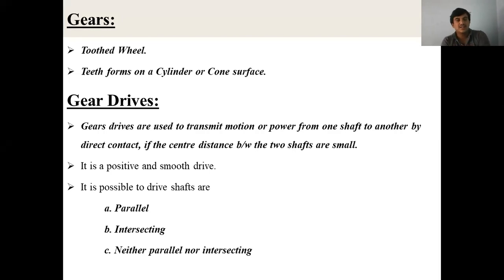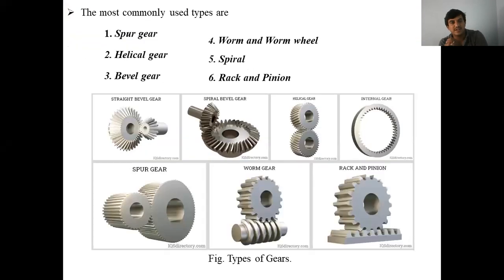Again, in a gear drive, how is power transmitted from one shaft to another shaft? The two shafts may be parallel, or intersecting, or neither parallel nor intersecting, right? In order to transmit the power and motion from one shaft to another shaft, the shafts may be parallel or intersecting, or neither parallel nor intersecting.